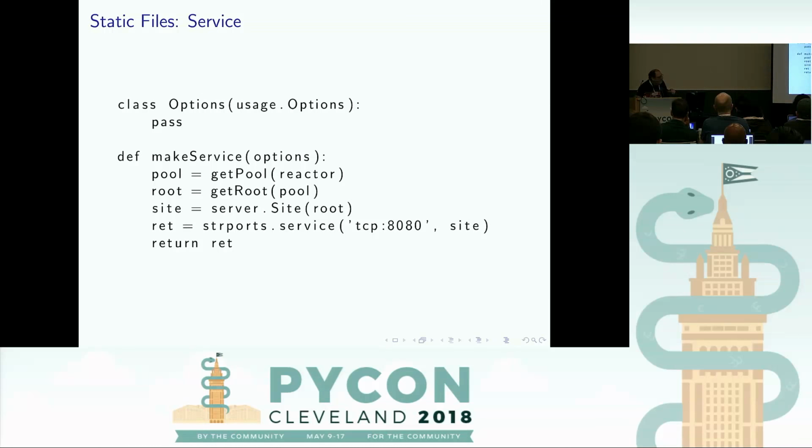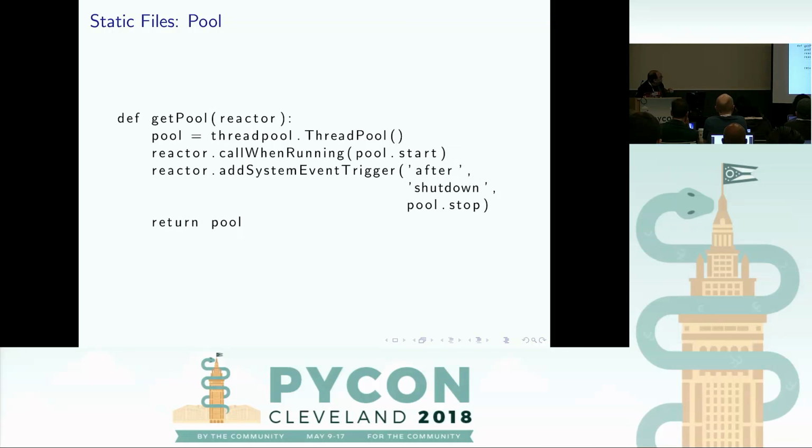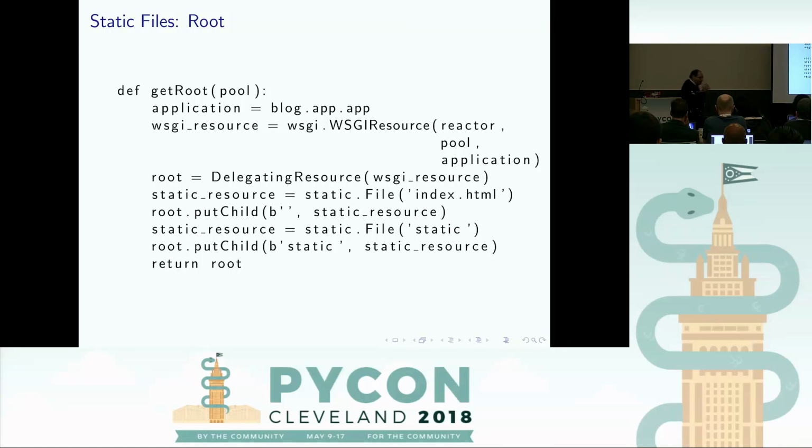Oh, did I skip something? Yes, I did skip something. Okay. So now we come to where you use the delegating resource. So we build the WSGI resource. We give it the pool. So if you have two different WSGI resources in your application, which is usually not a great idea, but if you do, you can actually give them different pools. We'll create a delegating resource, and then we'll add the static files we need.